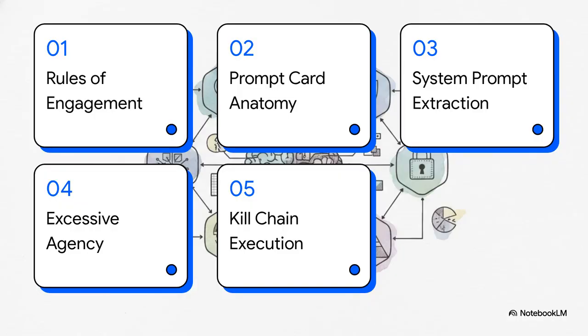1. Rules of GenAI engagement. 2. The prompt card anatomy. 3. Uncovering the system prompt. 4. Exploiting excessive agency. And finally, number 5. Full kill chain execution. Let's get right into it.